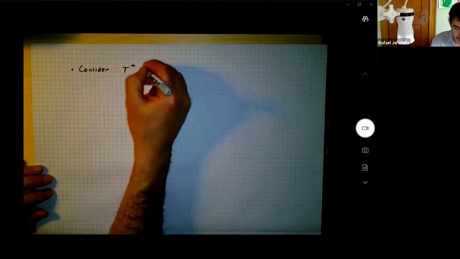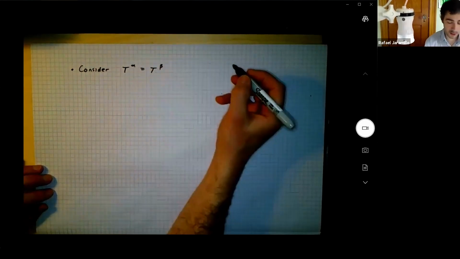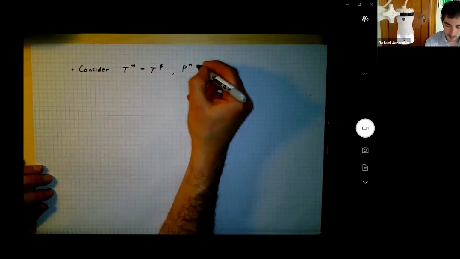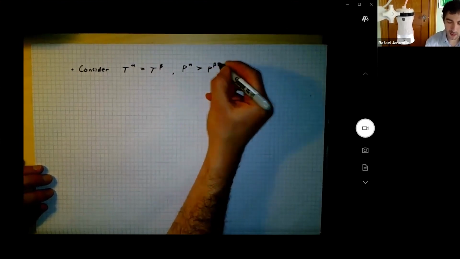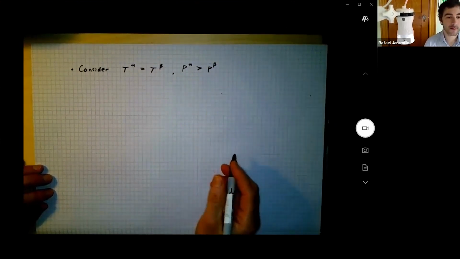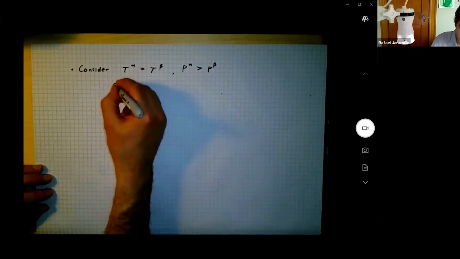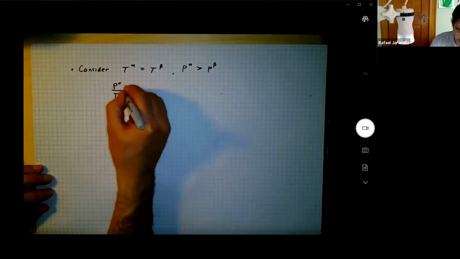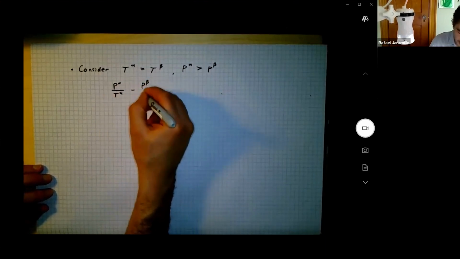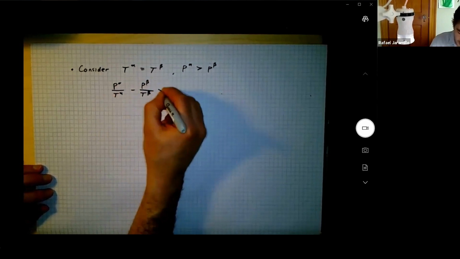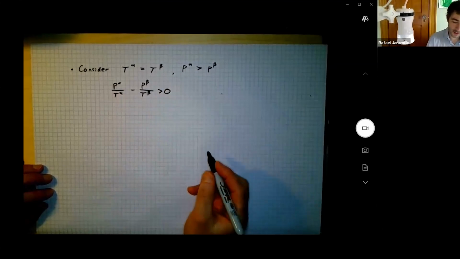Consider T of alpha equals T of beta. So they're already thermally equilibrated, but they're mechanically out of equilibrium. Or in other words, P of alpha over T of alpha minus P of beta over T of beta is greater than 0. Okay, so what's going to happen?